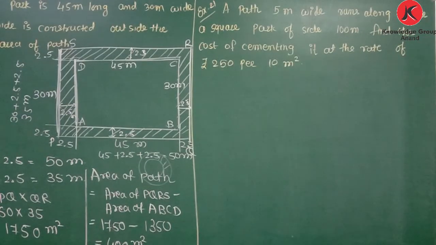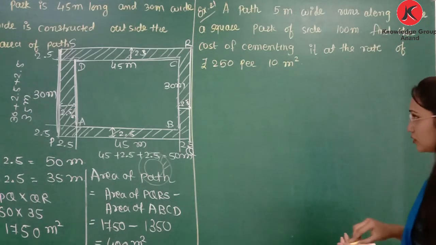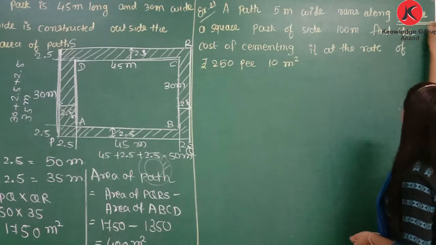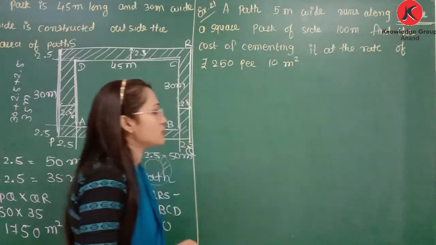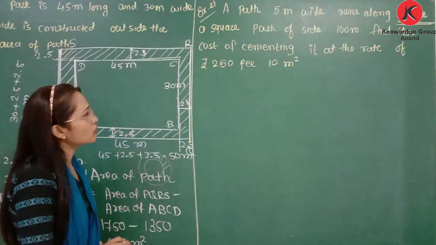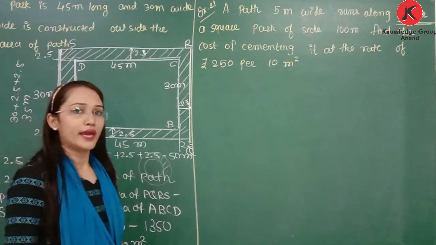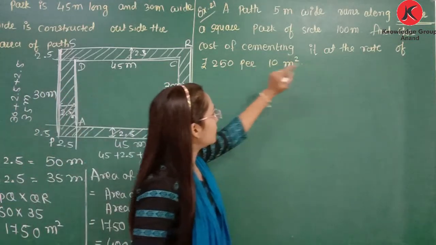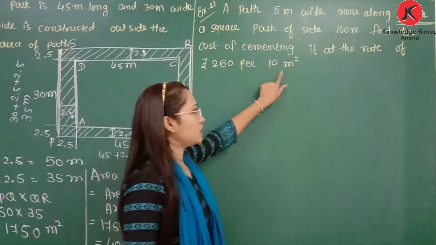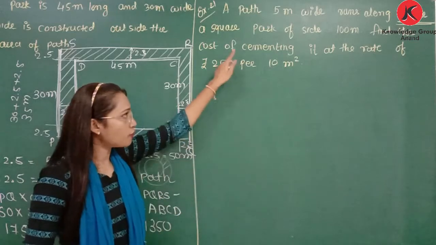Now next example 21. A path 5 meter wide runs along inside a square path of side 100 meter. Find the cost of cementing it at a rate of 250 rupees per 10 meters square. Cementing means you need to cover the flooring. Of what? Of a path.